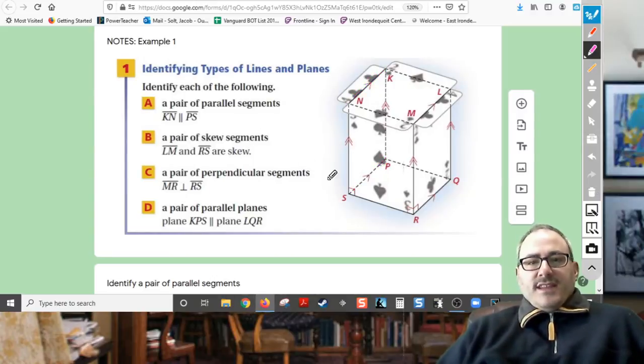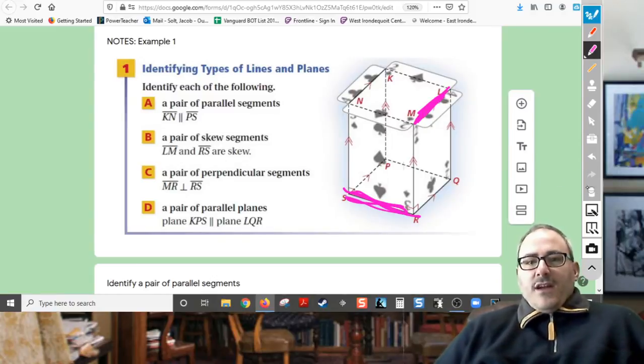A pair of skew lines. Someone's looking for a pair of skew lines, and one example here is going to be LM and RS. They are skew. So here's LM, here's RS. Where's RS? There we go. RS and LM are skew. They will never touch, but that's because they're not on the same plane. They are skew lines, or skew segments in this case.